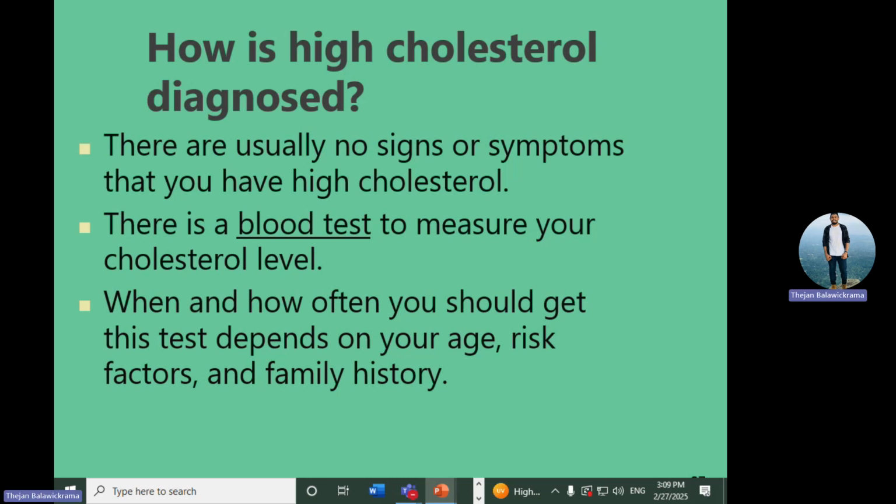So we have to do a blood test. Only using a blood test can we figure it out. We go for the blood test, take the cholesterol range, and check whether it is in the correct range. Then we figure out a high cholesterol level. That's how we recognize it. And the cholesterol level also depends on age.